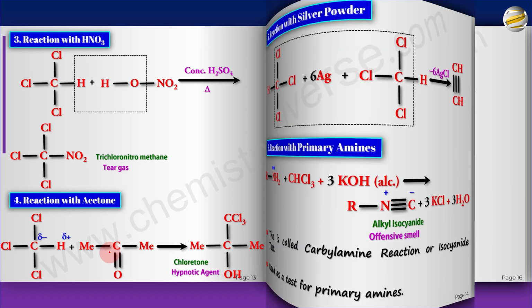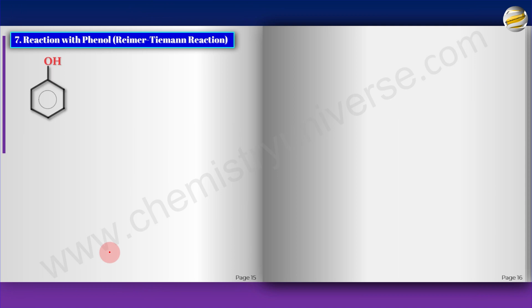And then of course reaction with phenol, we call this as the Reimer-Tiemann reaction. This again we'll study in detail in phenol. I'll just give you the reaction here. You'll get salicylaldehyde, the ortho substituted one.